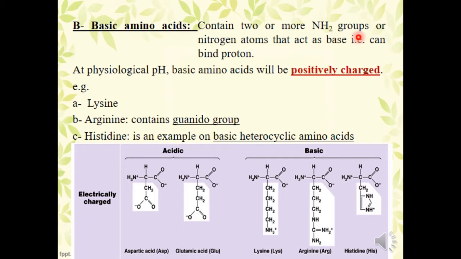Examples of basic amino acids are lysine, arginine, histidine. Okay, so they are charged amino acids. So these are basic amino acids, positively charged: histidine, arginine, and lysine. And the acidic amino acids will be negatively charged. Examples are aspartic acid and glutamic acid, only two.